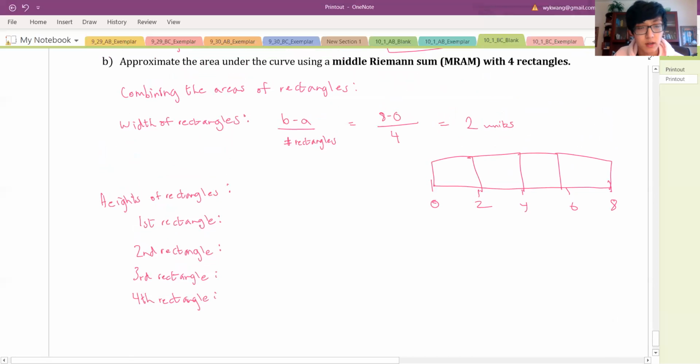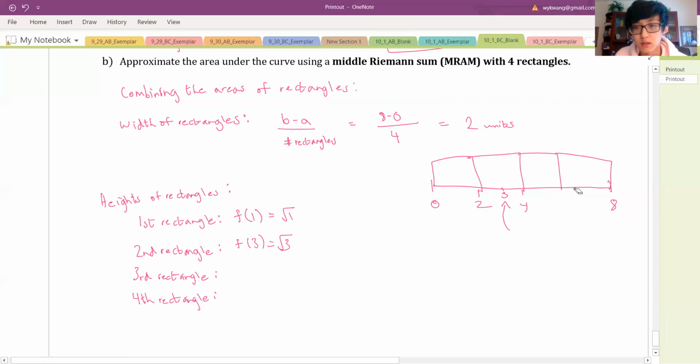So our first rectangle, right, we're going to find the midpoint. So this first rectangle, right, from 0 to 2, our midpoint is going to be between 0 and 2. So it's going to be 1. Right? So our midpoint is going to be 1. So we're going to put 1 into f of 1 is equal to square root of 1, right? Because I'm, again, using square root of x as my function. For our second rectangle, the midpoint is going to be at 3. So f of 3 is equal to square root of 3.